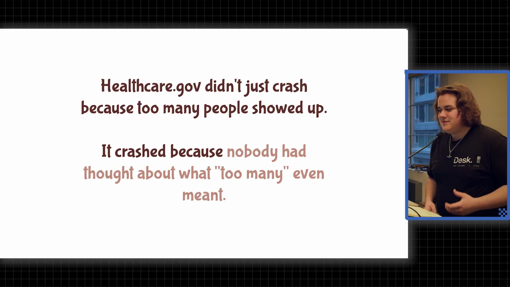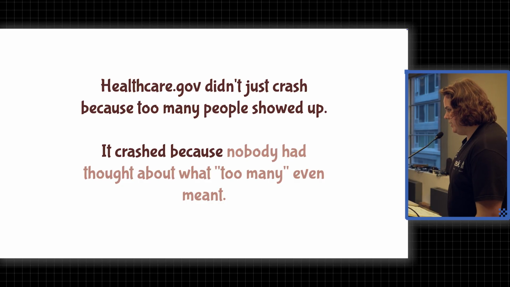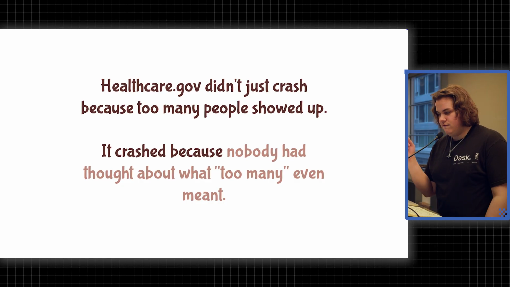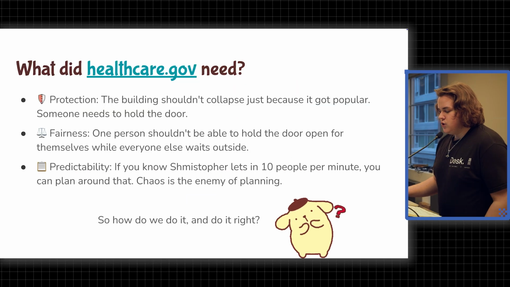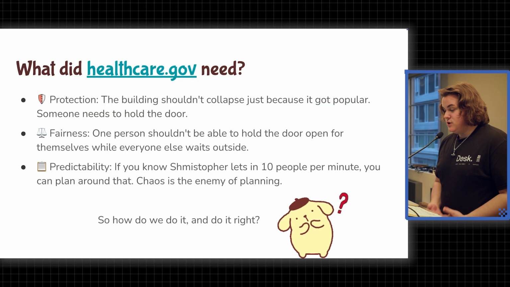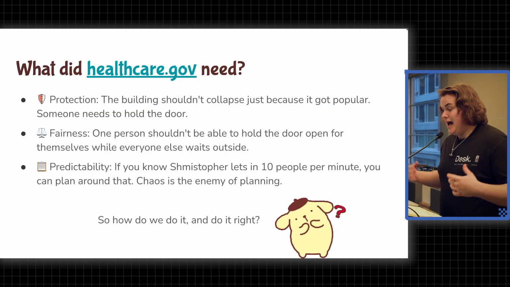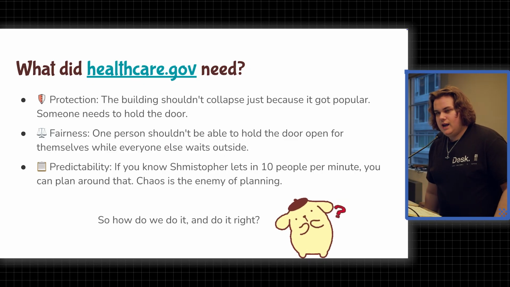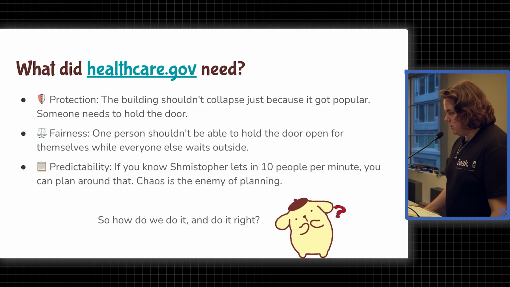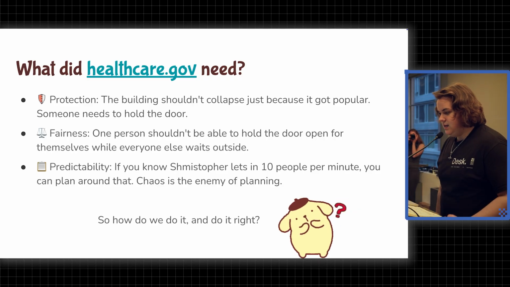So Healthcare.gov did not just crash because too many people showed up. It crashed because no one had the forethought to think about what too many even meant. So what did Healthcare.gov need? They needed protection. The building should not just collapse into chaos because too many people showed up. It should be fair, and everyone should wait in the line, first come, first serve, and get the service they need. And it needs to be predictable.